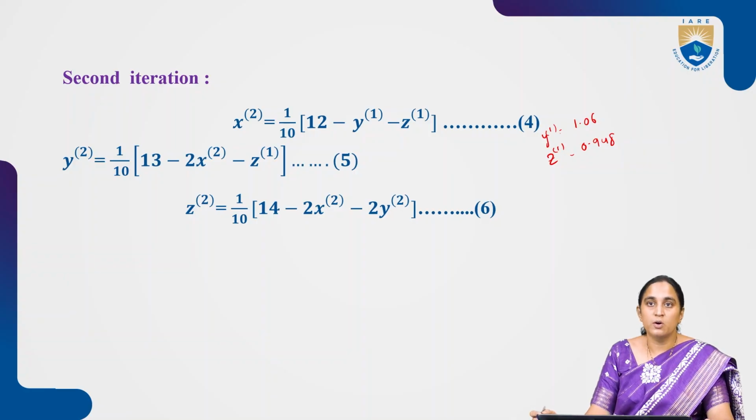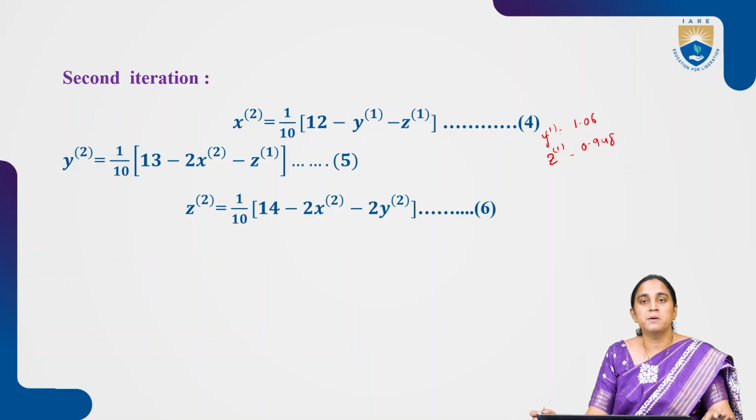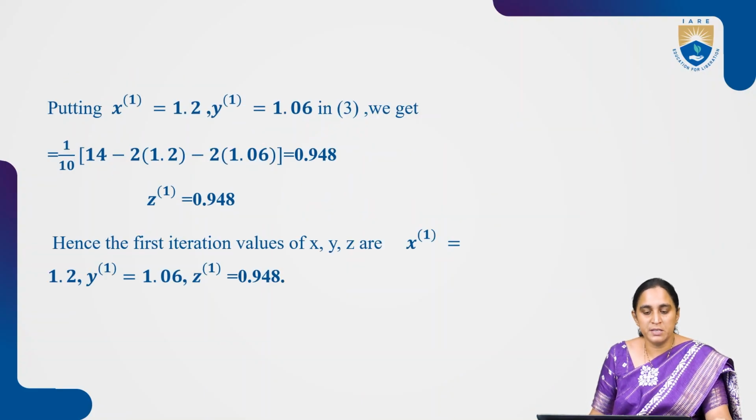For this concept, scientific calculators are compulsory for getting the answers for the first iteration, second iteration, and similarly all iterations. This procedure continues up to similar values. Therefore, x power 1 is equal to 1.2 and y power 1 is equal to 1.06.